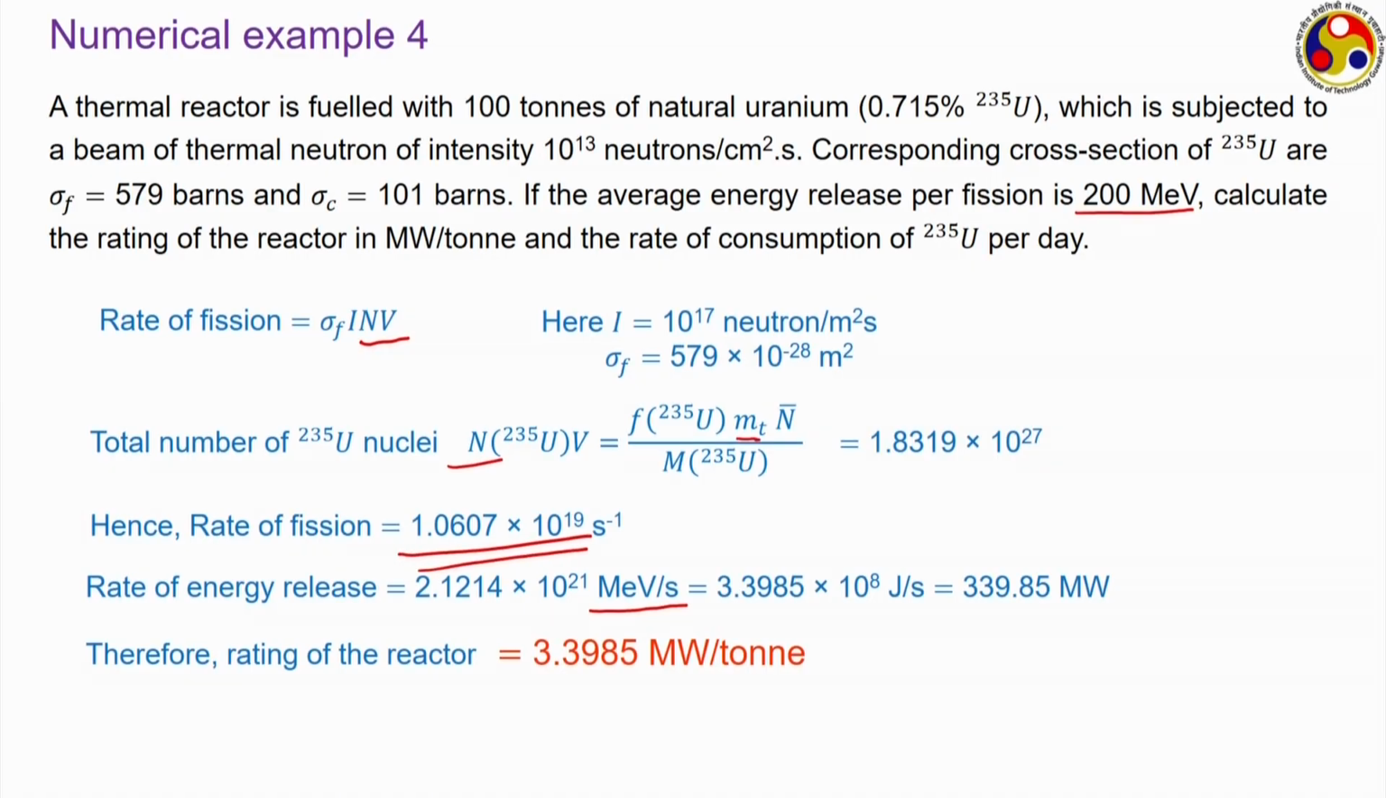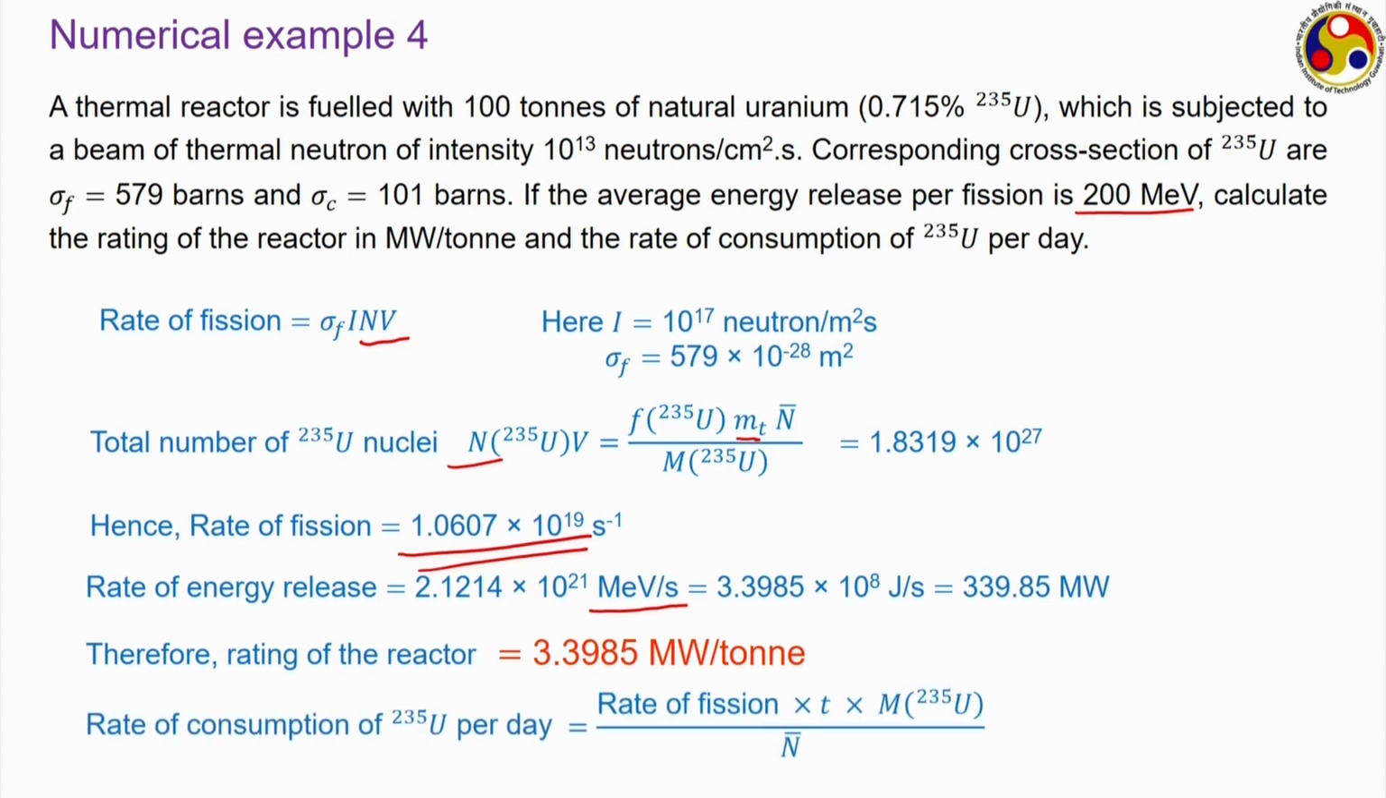And if we have to calculate the rate of consumption, now we know that in 1 second this many number of fission reactions are happening, that is, in every second this many number of uranium 235 nuclei are getting consumed. Then what will be the total rate of consumption? That will be rate of fission multiplied by the time over which you would like to do this calculation, into the molecular weight of uranium 235 divided by Avogadro's number.